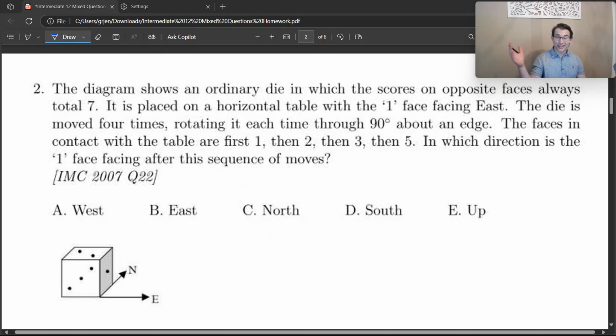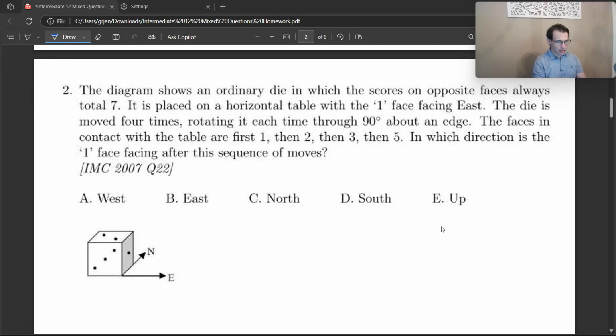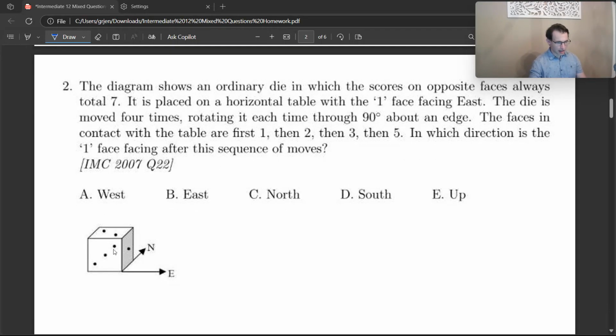All right, now let's consider this question about a die. One way to answer this question would actually be to use a 6-sided die and experiment. You're at home, you can do that, and I think that's going to build your visualization skills if you're struggling on a question like this. But I don't know if you can bring one into the IMC and consult an actual die. I don't think so because it's not specifically listed as a thing we're allowed to do. So anyway, one thing we could do is just take like an inventory of where things are, right? So 1 is facing east. Okay, the die is then moved 4 times, rotating it each about a 90-degree angle about an edge. So we're going to rotate it down so that the 1 is down.